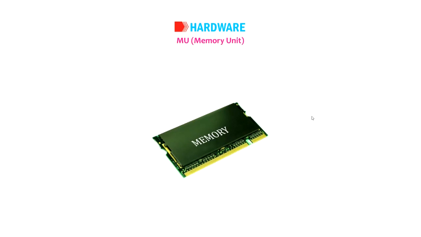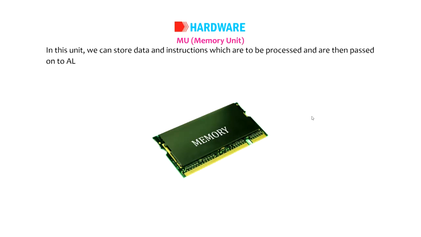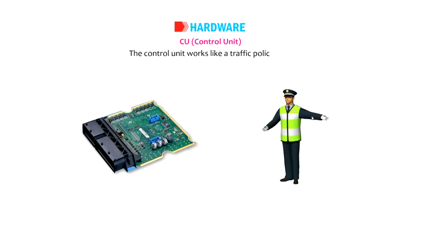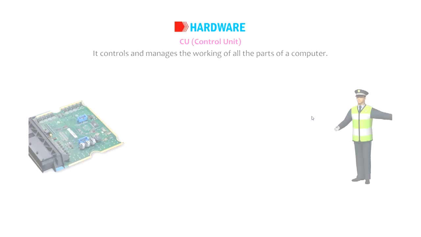MU, Memory Unit. In this unit, we can store data and instructions which are to be processed and then passed on to ALU or CU. Control Unit. The control unit works like a traffic policeman. It controls and manages the working of all the parts of a computer.